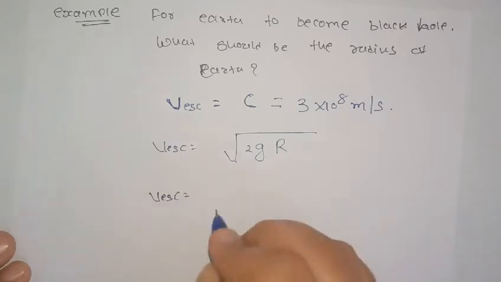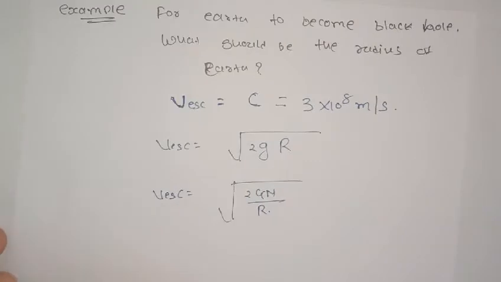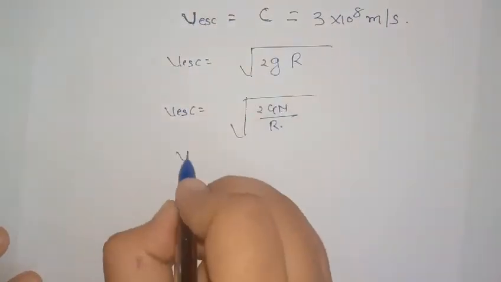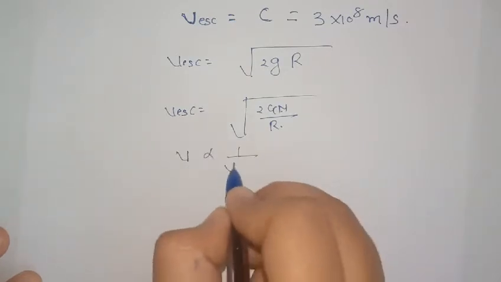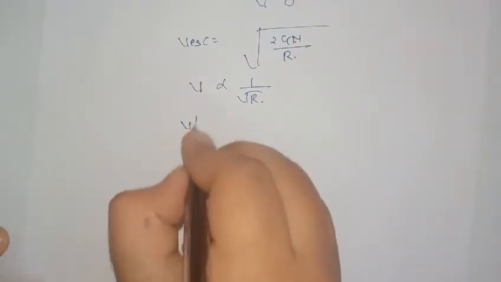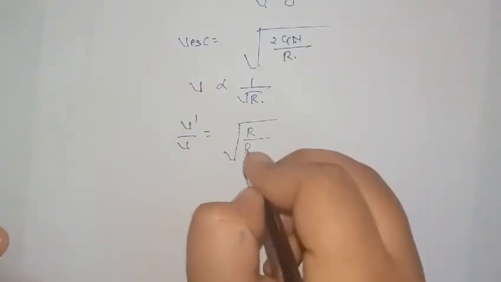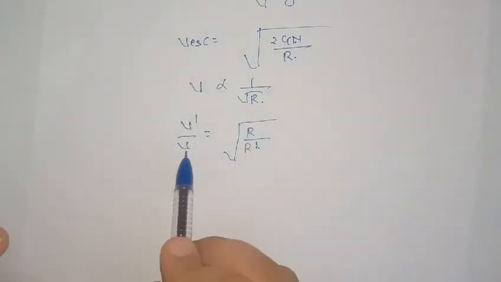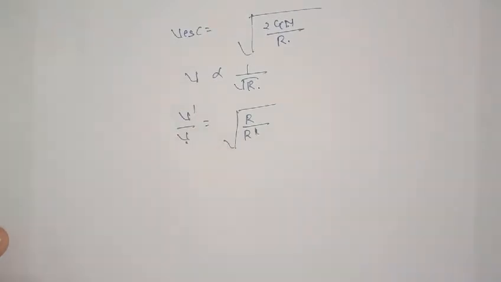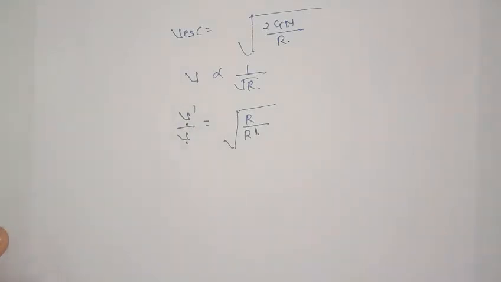V escape is equal to under root 2GM upon r. It is given that we have to keep the mass constant, so we can write V is inversely proportional to root r. So V dash by V will be equal to under root r upon r dash. Here V is the actual speed of escape from the earth and V dash is the speed of light.